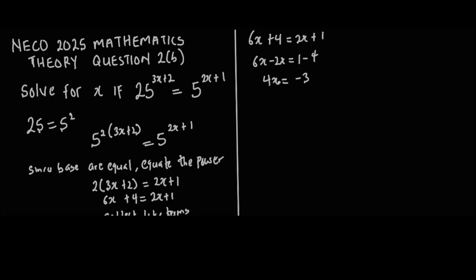We need to get our x, and x has a coefficient of 4, so we divide both sides by 4. So we have 4x all over 4 is equals to minus 3 all over 4. Then it's going to give us x equals minus 3 all over 4. So the value, the question has to solve for x, so x is equals to minus 3 over 4.